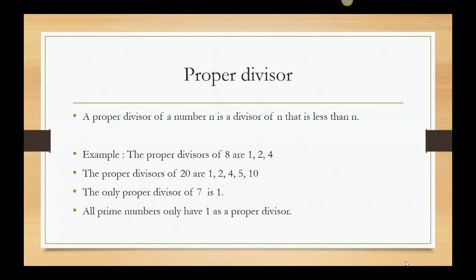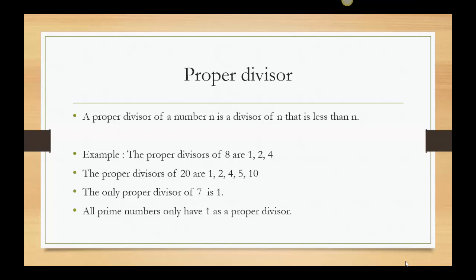So the proper divisors of 8 are 1, 2, and 4. See how we stopped at 4? We don't list 8, so we never list the number itself. Let's go to another number like 20. If I list the proper divisors of 20, I want to list all divisors less than 20. So I have 1, 2, 4, 5, and 10.